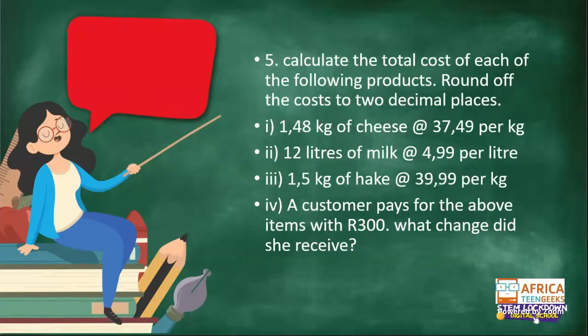So in this particular scenario, all that I want you to do is to remember that we will be calculating now the total cost of each of the following products. The first one, 1.48 kilogram of cheese at 37 rands and 49 cents per kilo. 1.48 kg. So how much, you need to tell us the total there.